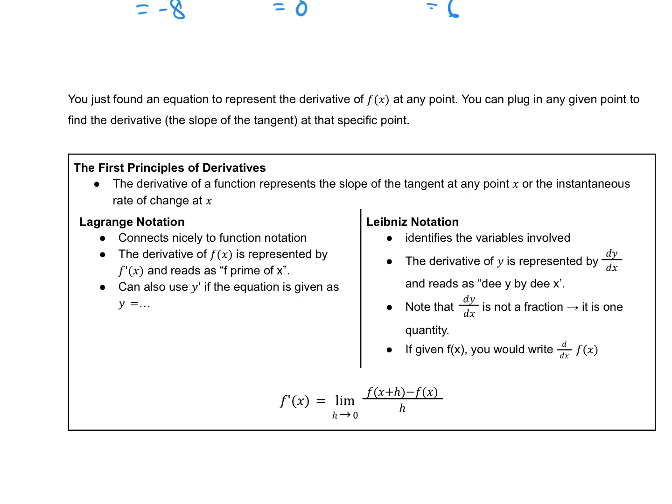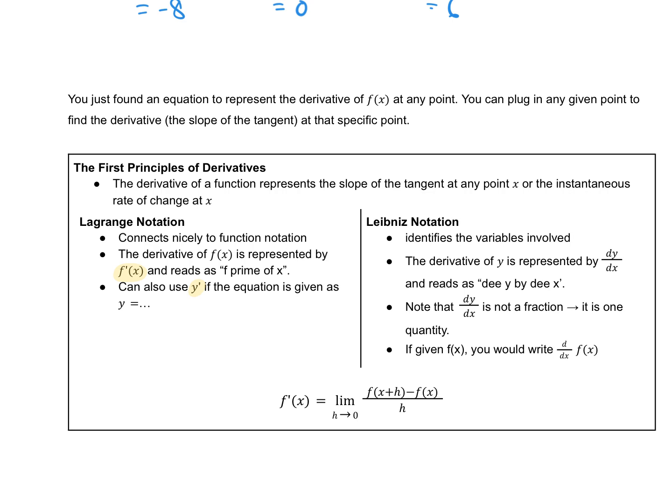Now we have two different notations that we can use. The first is the Lagrange notation, and it connects really nicely to function notation because if we have the function f at x, we can use f prime of x as our derivative. So there's just a little apostrophe after the f. And if the function we were given was written as y equals, then we can write y prime for the derivative.